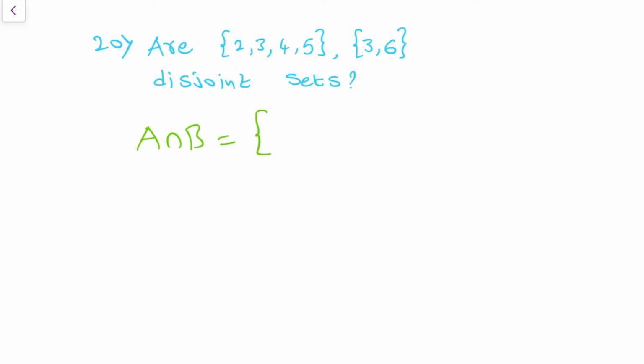From these two sets, is there anything common? Here number 3 is there, here also number 3 is there. So 3 is the common. Now from these given two sets, one element 3 is common. So that is the reason we can say that this is not a disjoint set, because nothing should be common. If nothing is common, then only that is a disjoint set, otherwise not a disjoint set.